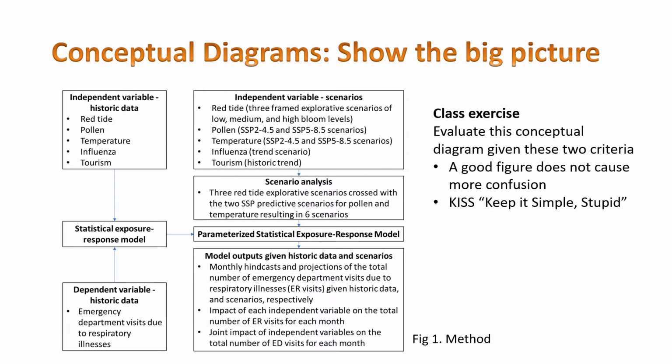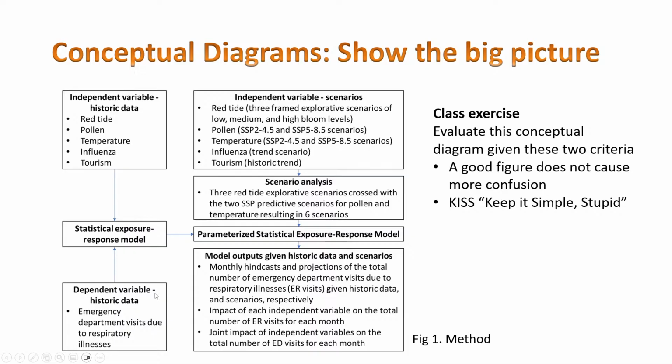Okay, so welcome back. So here, what is this conceptual diagram telling me? It's telling me I have independent variables, the historic data. I have red tide, I have pollen, I have temperature, I have influenza, and I have tourism. So these are my independent variables.